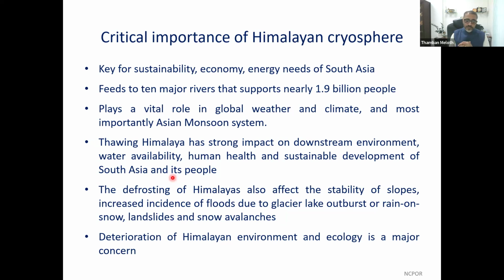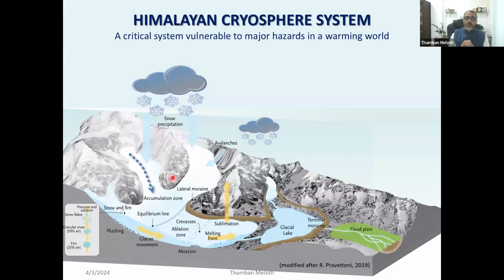One of the most important, critical factors is that there is also a serious deterioration happening in the Himalayan environment and its ecology. These are major concerns again. If you look at the Himalayan cryospheric system itself, compared to the other alpine systems, you have various features like what you typically find in the alpine region. There is snow precipitation, there is an accumulation zone, there is the ablation zone of these glaciers, and there are strong avalanches in the high mountain areas.